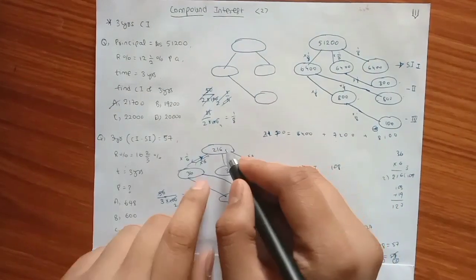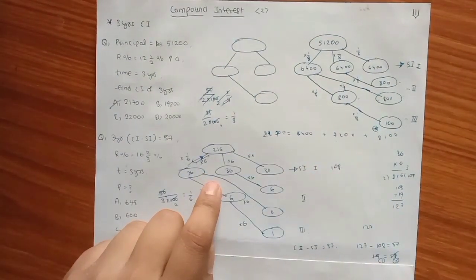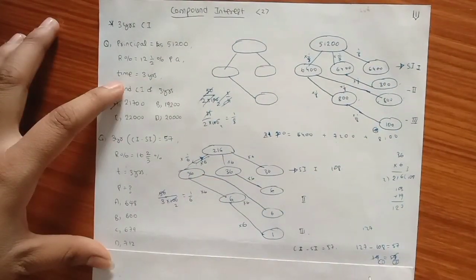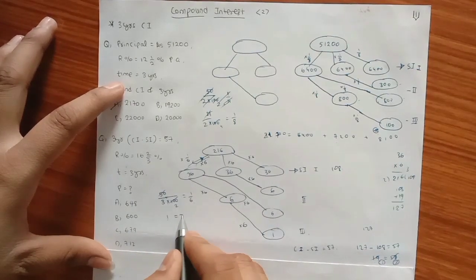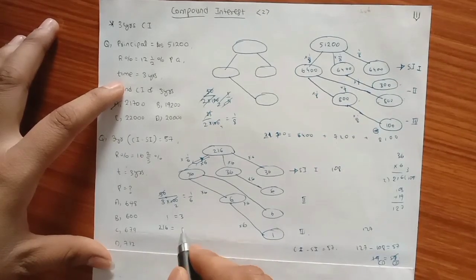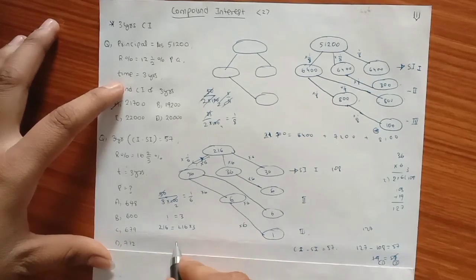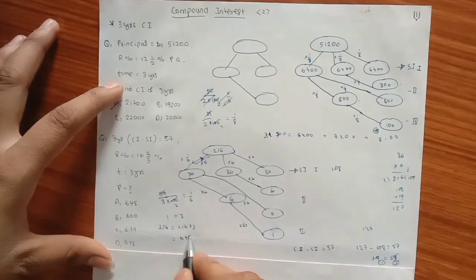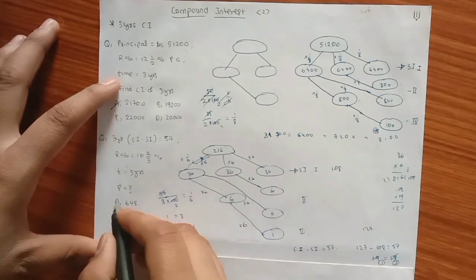Then for 126, the assumed number is 3 times the actual. So 1 equals 3. We assumed the principal as 126. To get the actual amount, we need to multiply this assumed number by 3. When we multiply this, we are going to get 645 as the principal amount, which is in option A.